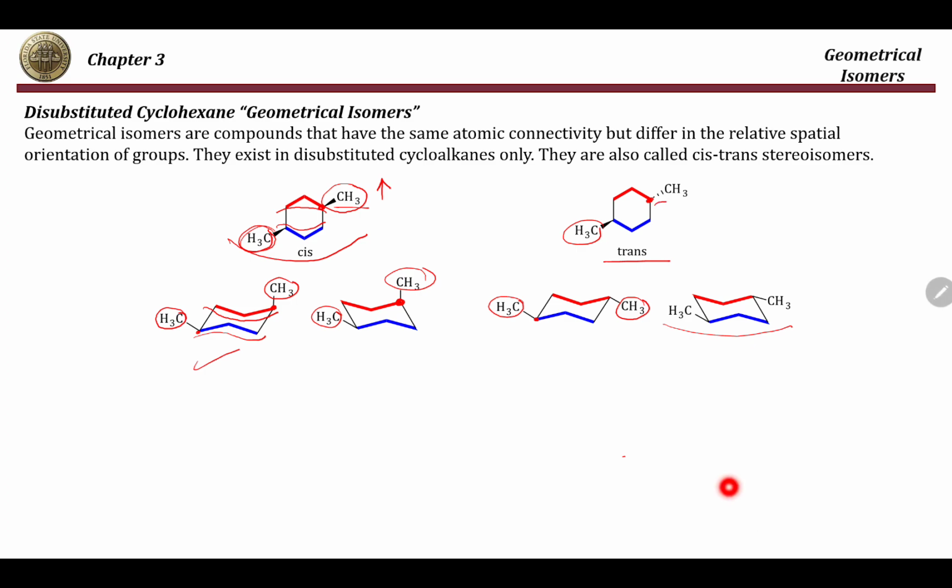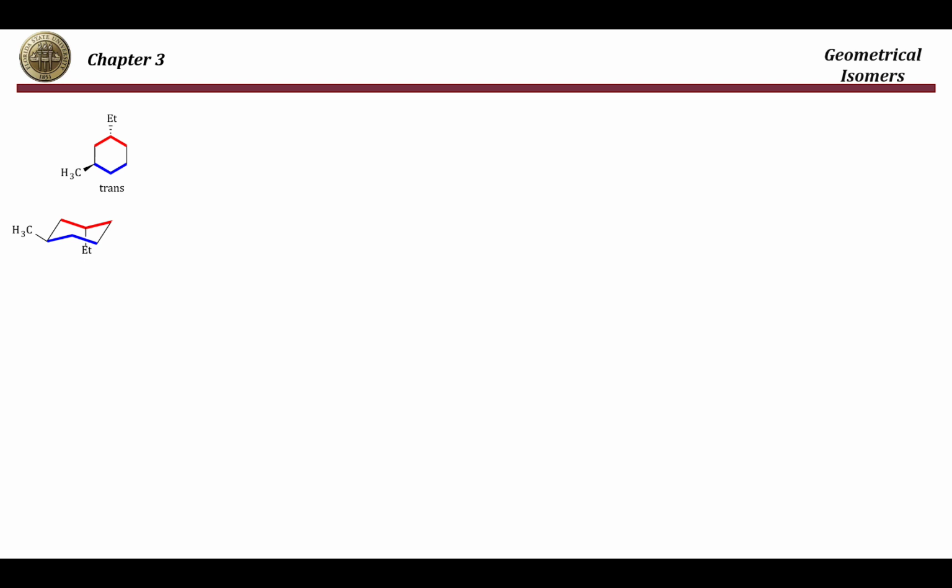Remember that, for example, at this carbon here, if you draw the CH3 at the axial position, this will be pointing up, and that's why this is incorrect. So it's very important when converting hexagons into chair conformations to make sure that the orientations of the groups are correct. Let's take more examples.